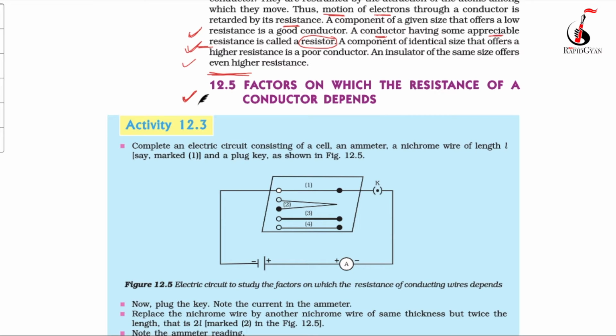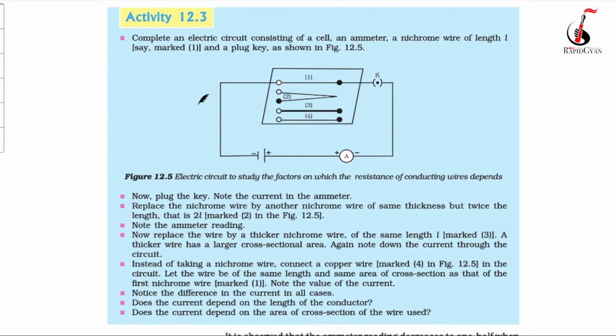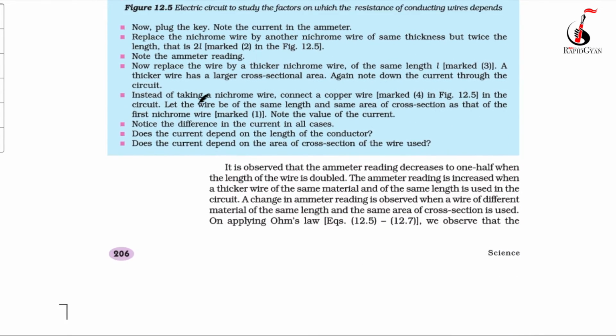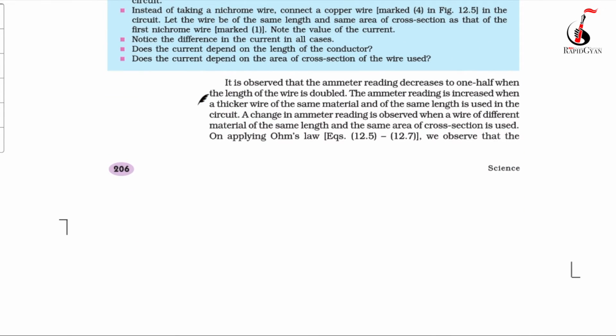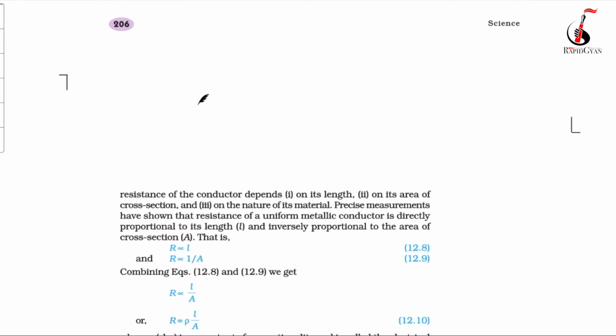Means what are the factors because of which the resistance of a conductor can increase or decrease. Depends means the resistance of a conductor can increase also, can decrease also. So what are those factors? Okay, so a few factors, like the temperature also. Temperature is also one of the factors which you guys have studied.